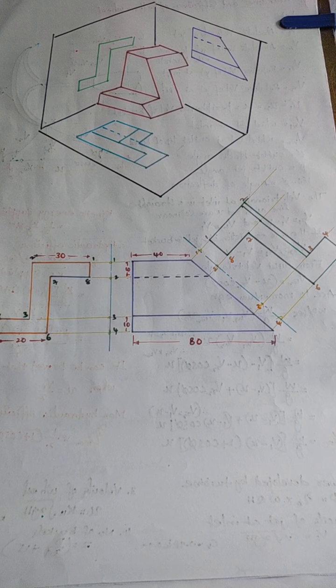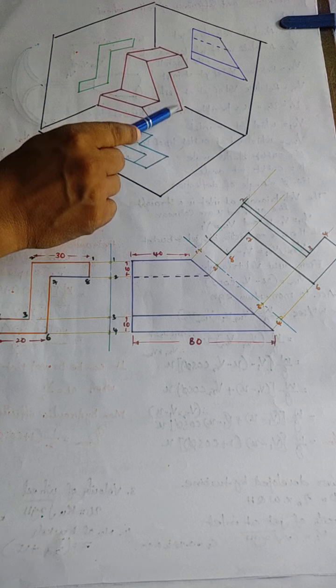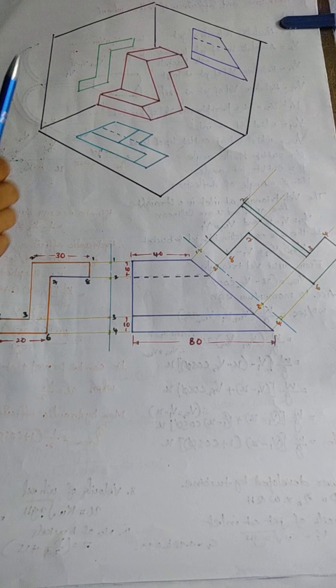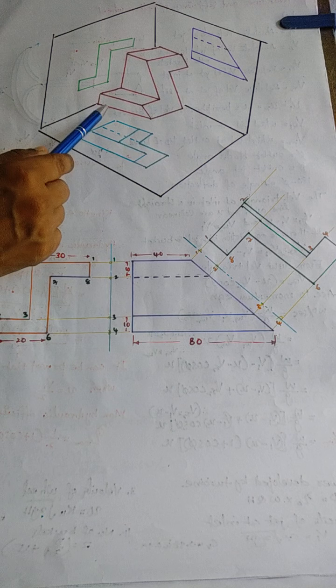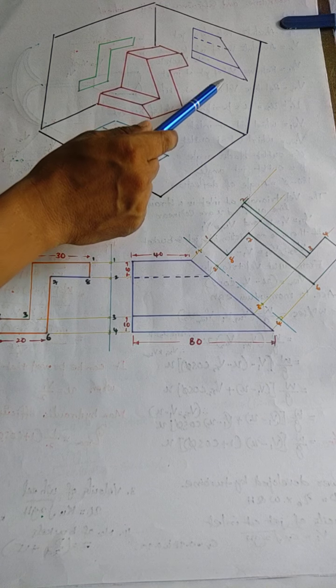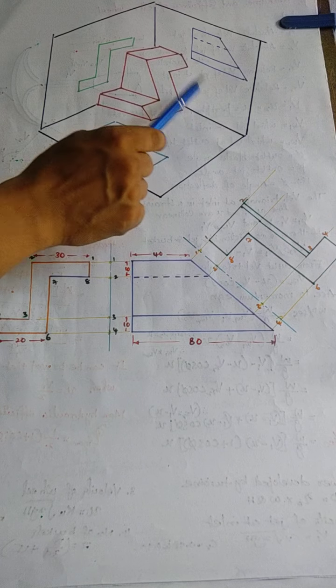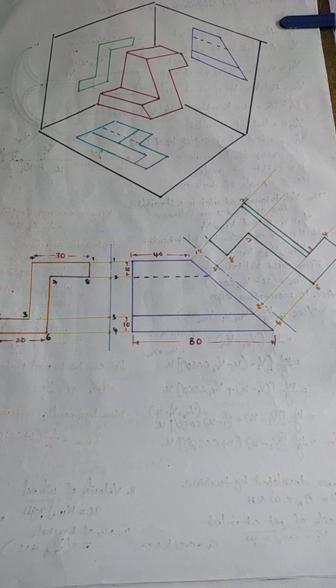Good morning, student. Today we are going to draw the auxiliary view of the Z section. So here the object is given, which has an inclined surface on one of its surfaces. Here the orthographic views are drawn: front view, top view, and side views. So horizontal plane, vertical plane, and side profile planes.